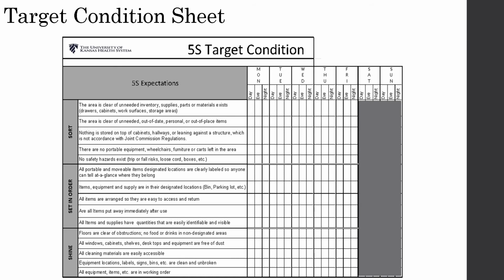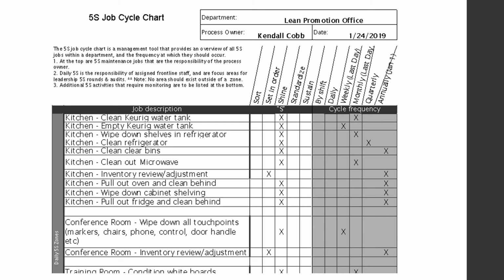This form is the 5S job cycle chart. It lists all 5S related tasks and identifies how often they're to be performed for each zone.